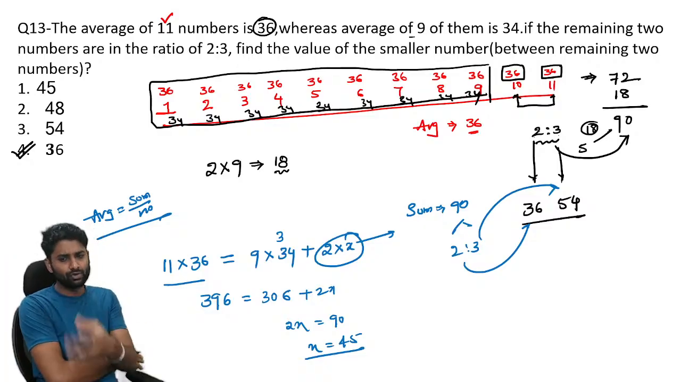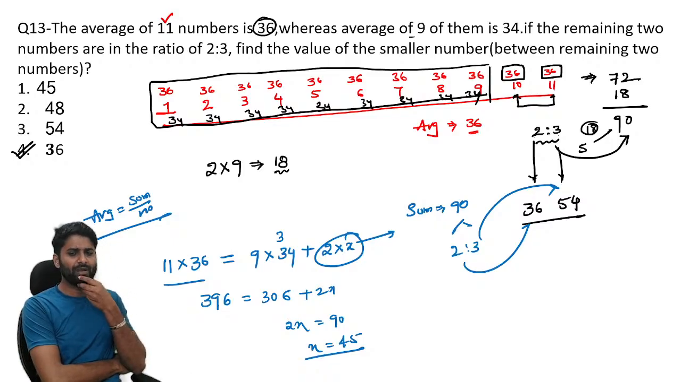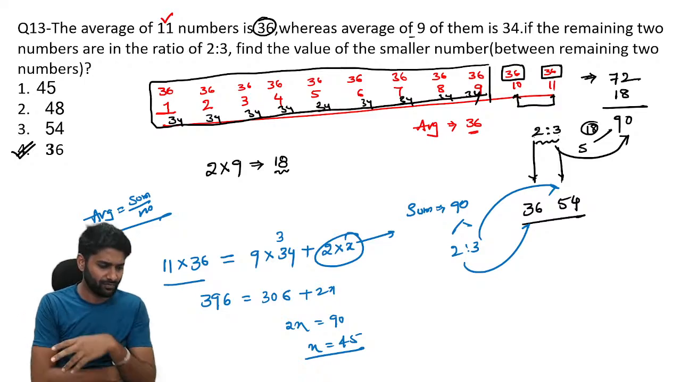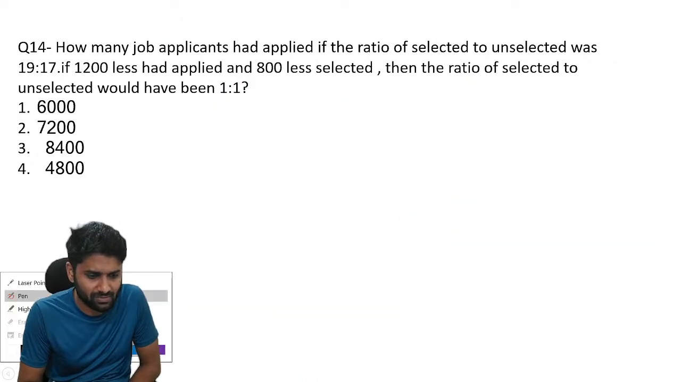Now you have to divide those 90 in 2 is to 3 ratio. So again, the total sum of the ratio is 5. 5 becomes 90, so 1 unit is 18. Then 2 into 18 is 36. 3 into 18 is 54. It's all about understanding. The way you understand that information is most important.